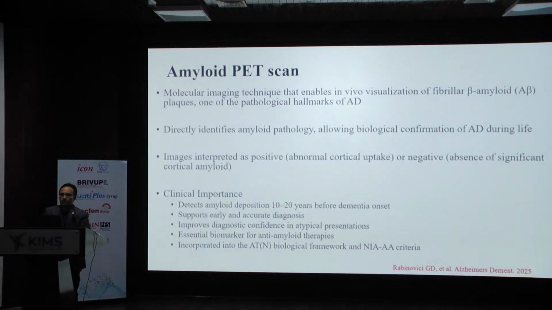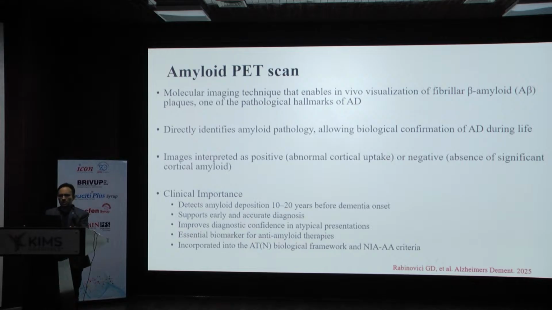Coming to amyloid PET, it's again a molecular imaging technique that enables in vivo visualization of fibrillary beta amyloid plaque. This is one of the pathological hallmarks of Alzheimer's disease in the amyloid cascade, and it directly identifies amyloid pathology, allowing confirmation of Alzheimer's disease pathology during life. The images are interpreted in two ways. One is a visual read. It could be positive, showing an abnormal cortical uptake, or it could be negative with absence of cortical uptake. And there's another way of quantifying it using the centiloid scale from a score of 0 to 100. And there are cutoffs for this as well.